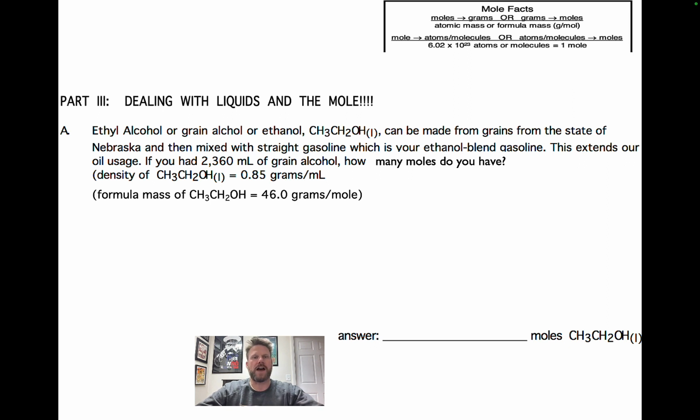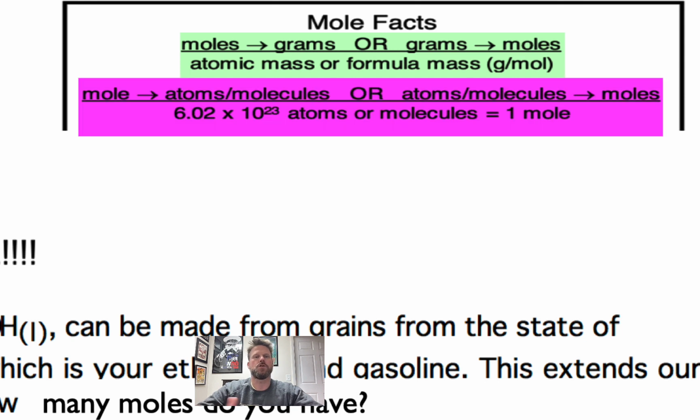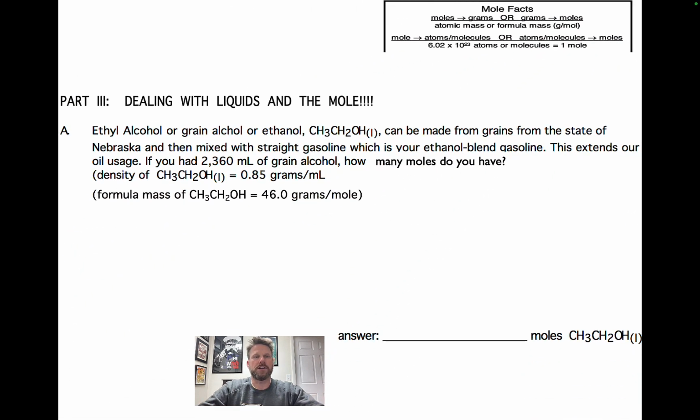Let's review the mole facts we know so far. To convert between grams and moles, use the atomic mass or molar mass of the substance. Use Avogadro's number, 6.02 times 10 to the 23rd, to convert from moles to atoms or molecules. I will introduce a new conversion factor here in a bit, but let's start off by looking at a problem.